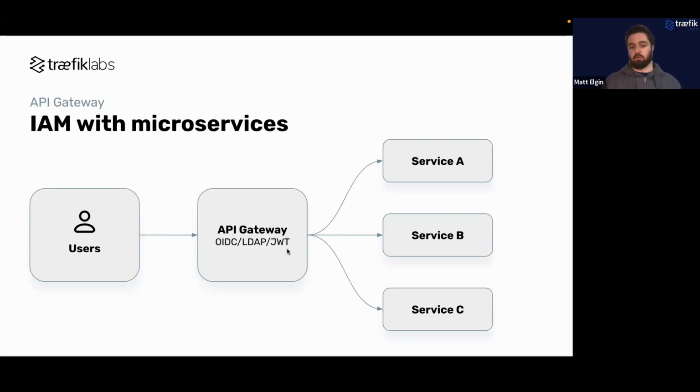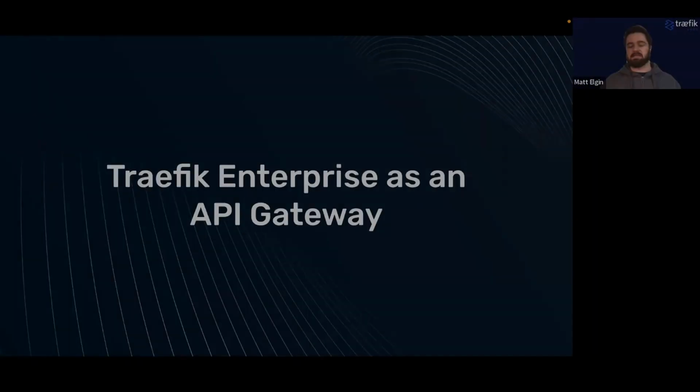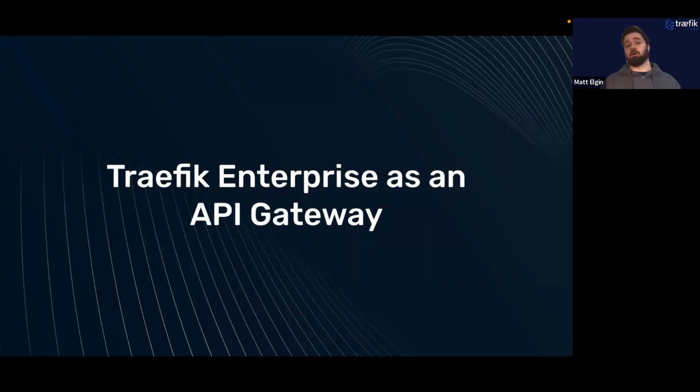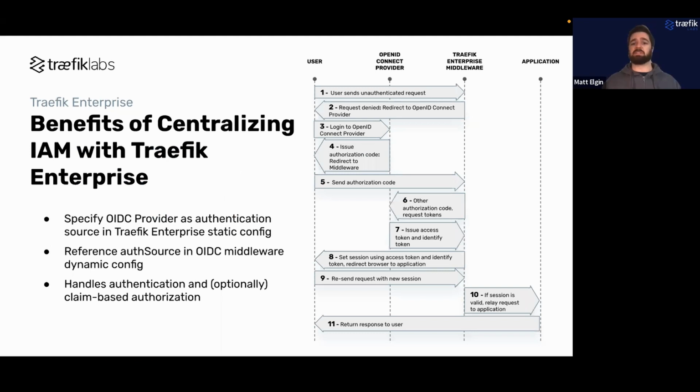So specifically for IAM, if we have multiple protocols or frameworks that are being used across our services, like OIDC, like LDAP, like JWT, that's something that can be handled by the API gateway itself and then proxied back to the services from there. Let's now focus specifically on using Traefik Enterprise as an API gateway. And specifically, we'll be looking at the OpenID Connect capabilities within Traefik Enterprise.